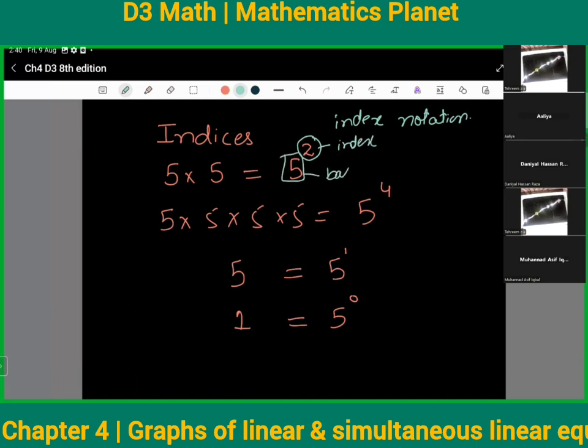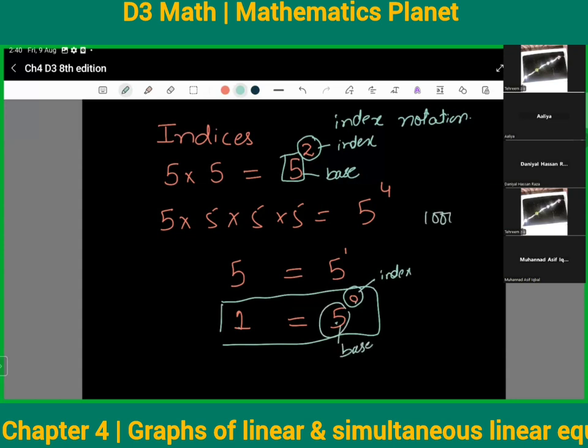So we can write any number in the form of index notation. If we have 1, we can write it in index notation like this, 5 to the power 0. What is 0? Any number to the power 0 will always be equal to 1. This will be the index and this will be the base. Yes, teacher, even if you write 1,000 to the power 0, it will be equal to 1. So any number to the power 0 is always equal to 1.